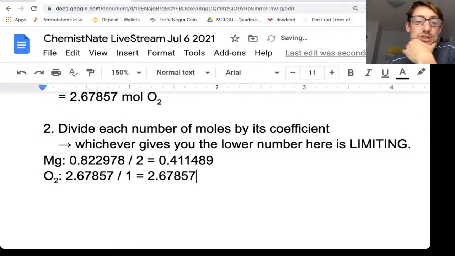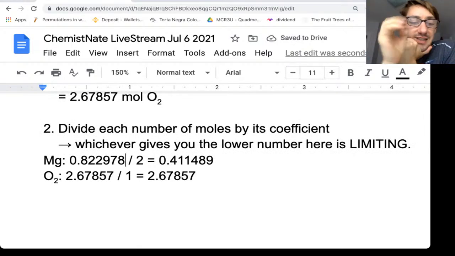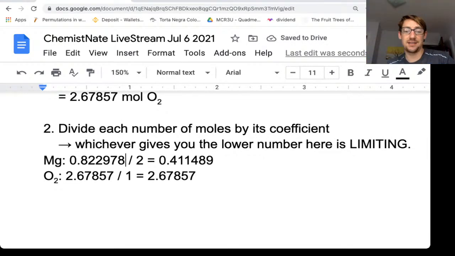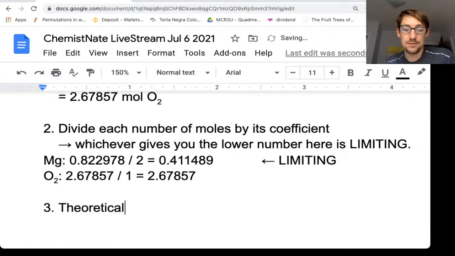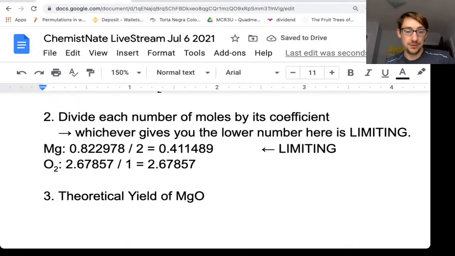So, take each of the number of moles that you calculated and divide it by the coefficient in the balanced chemical equation. Whichever of those numbers is smaller is limiting. Now what you're probably being asked for in most of these questions is the theoretical yield of one of the products. We only have one product here, that's MgO. So here's what you're going to do. You're going to take the number.